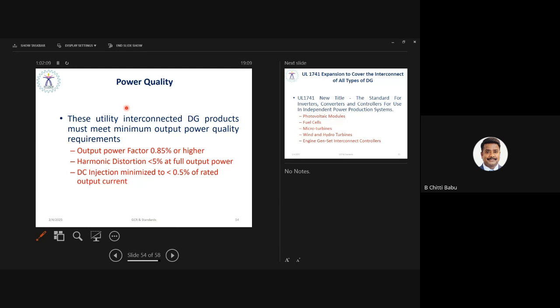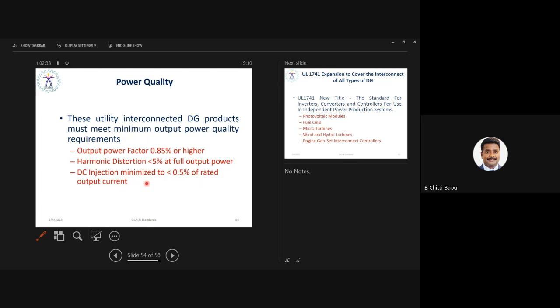And the power quality, as I said, the utility interconnected DG products must meet minimum output power quality requirements that include output power factor. Yes, as I said, output power factor should be more than 0.85, even when you connect 50% of the load. Of course, the harmonic distortion in terms of voltage and current should be less than 5% THD at full output power. However, the DC current injection should be less than 0.5% of rated output current.